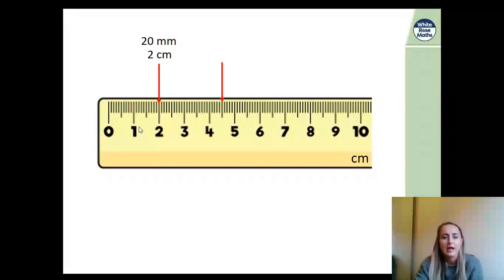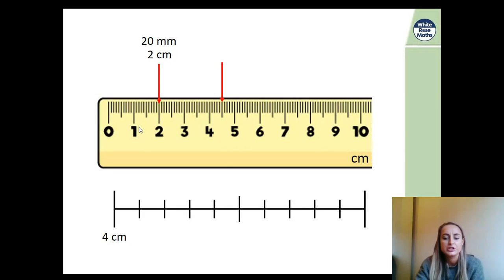Right, now look at this next arrow. That is in between 4 and 5 centimetres. So how would we display this measurement? So let's look at this number line. We've got 4 centimetres on one side and 5 centimetres on the other side. 4 centimetres we know is equal to 40 millimetres. And 5 centimetres is equal to 50 millimetres. So those little lines in between our centimetres are actually millimetres.